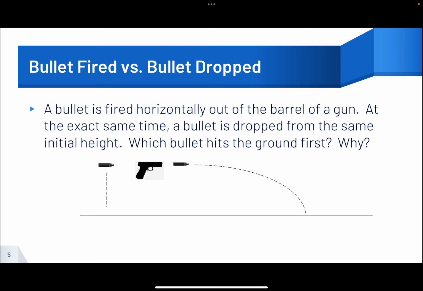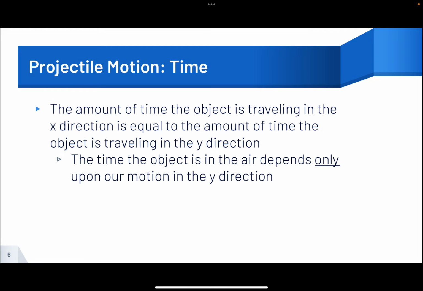The reason for this has to do with how we can relate time back and forth between the x direction information and the y direction information. For the x direction, let's say you shoot that bullet out of a gun and it travels 20 meters horizontally. The time it takes that bullet to travel 20 meters horizontally is going to be the same amount of time it takes for that bullet to go from its starting height down to the ground.